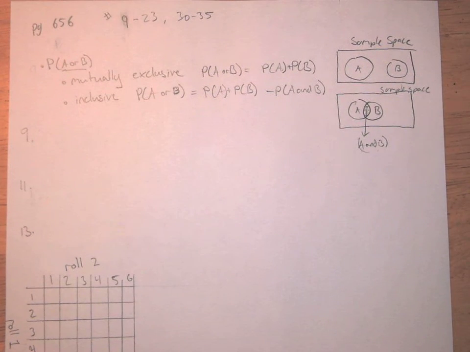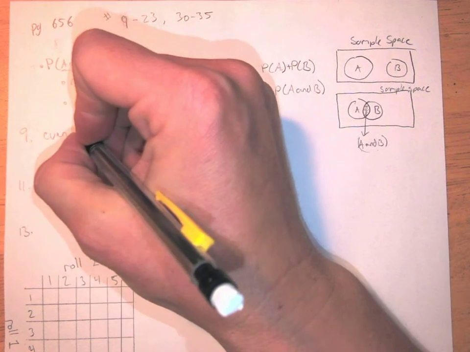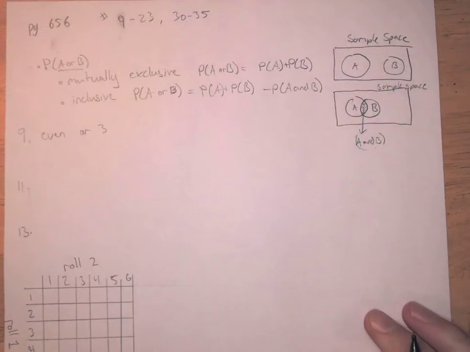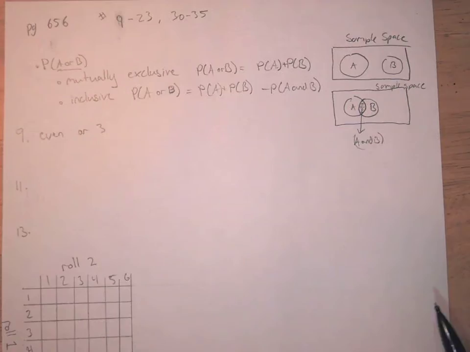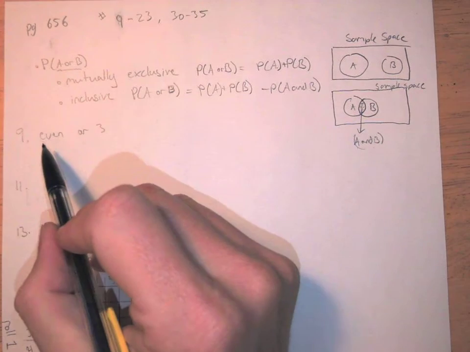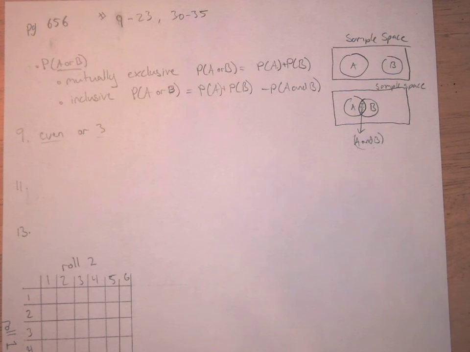Let's start with number 9. In number 9, we're talking about rolling a die, or they say a number cube, which we're assuming is a 6-sided number cube with numbers 1 through 6. We want to find the probability of each event, and 9 is even or 3. The first thing I would do is determine if these are mutually exclusive or not. Can they happen at the same time? Can you roll an even and a 3 on one roll? The answer is no, because 3 is odd.